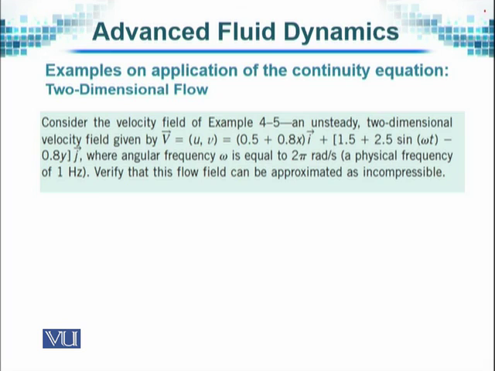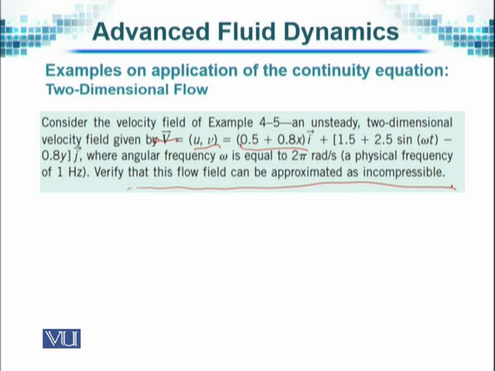that it is unsteady and it is given by the vector V, which has components u and v, such that the u component is 0.5 plus 0.8x in the x direction, and v is 1.5 plus 2.5 sine omega t minus 0.8y in the y direction, where omega is the angular frequency and it is equal to 2 pi radians per second. We need to verify that this fluid flow can be approximated as incompressible.